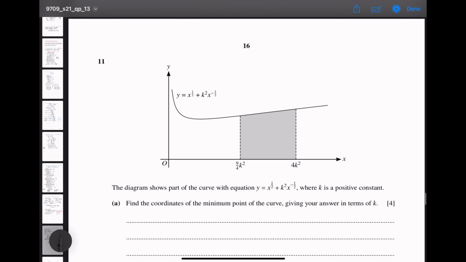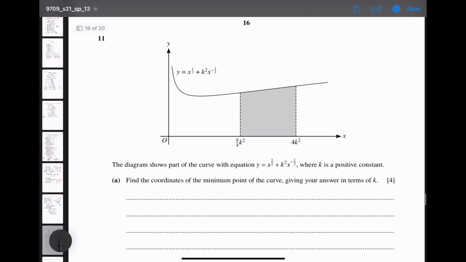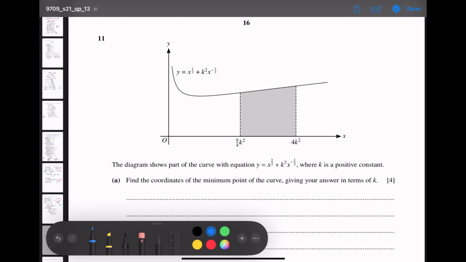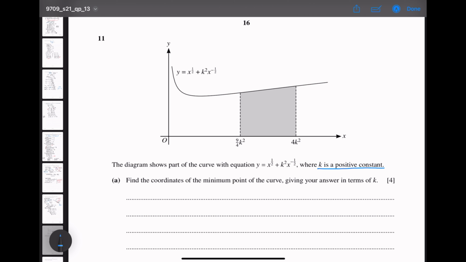Now move to the next question of this paper, question number 11. The diagram shows part of the curve with the equation y is equal to x power 1 over 2 plus k square x power negative 1 over 2, where k is a positive constant. Find the coordinates of the minimum point of the curve, giving your answer in terms of k.